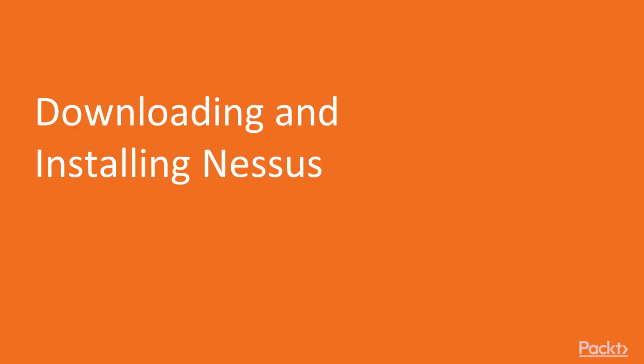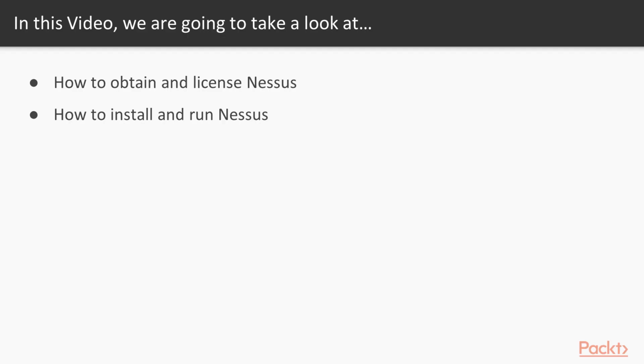Welcome to downloading and installing Nessus. This is video 3.1 of Learning Practical Network Scanning. In this video, we are going to specifically look at how to obtain and license Nessus. Since Nessus is a proprietary product provided by Tenable, you need to receive a specific activation code for it, and then how to install Nessus and get it running, and then log into the web page that it has.